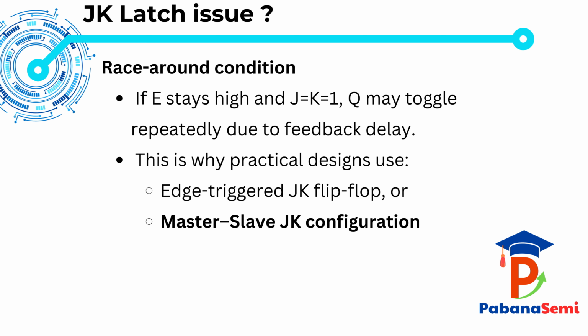That's why practical designs avoid using a simple JK latch for toggling. To solve this, we use either an edge-triggered JK flip-flop or a master-slave JK configuration. Both ensure Q changes only once per clock cycle, preventing multiple toggles. So, simple summary: JK latch plus E high plus J equals K equals 1, repeated toggles, race around, use JK flip-flop or master-slave JK. We will discuss JK master-slave flip-flop after all latches.